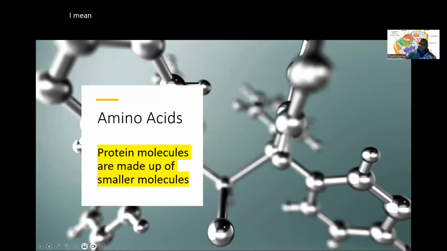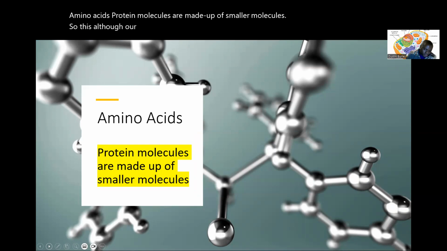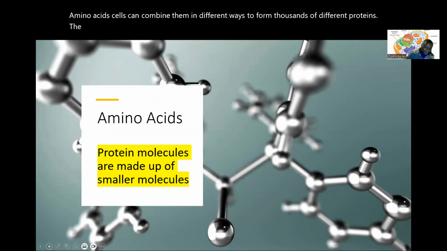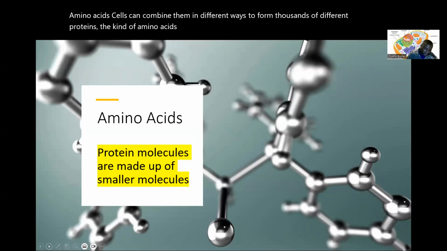Amino acids. Protein molecules are made up of smaller molecules. Although there are only 20 common amino acids, cells can combine them in different ways to form thousands of different proteins. The kind of amino acids and the order in which they link together determine the type of protein that forms.